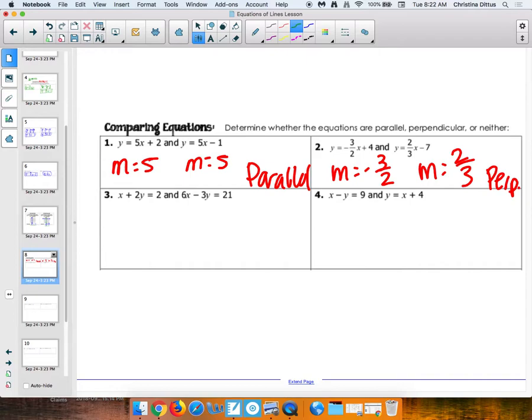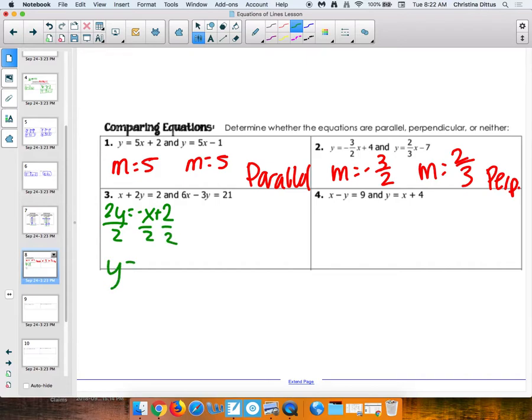Okay, here's where we get a little bit complex. Remember I told you in standard form you cannot find the slope. So that means we have to turn it into slope intercept form in order to find the slope. Which means I have to get what by itself? Y, good. First step to get y by itself, in our first equation on 3, we gotta subtract our x. So 2y equals negative x plus 2. Then what? Divide by 2.